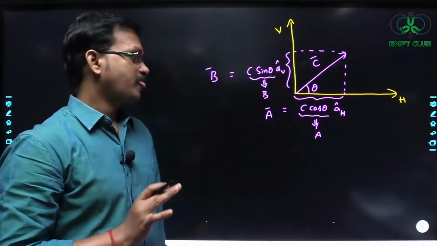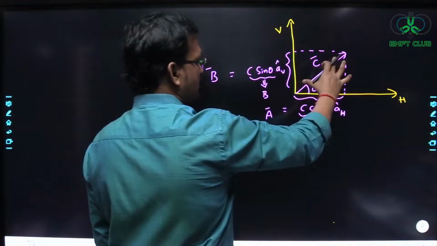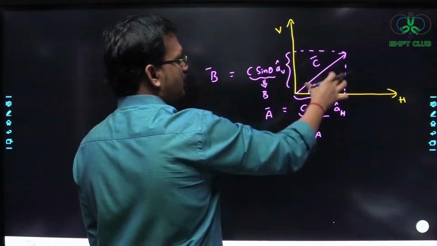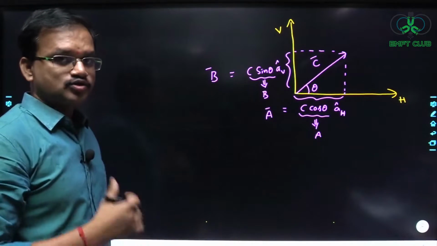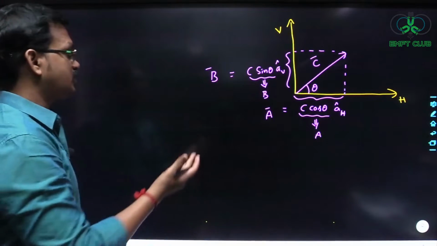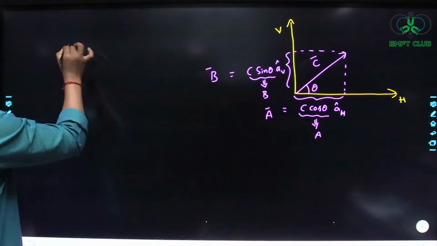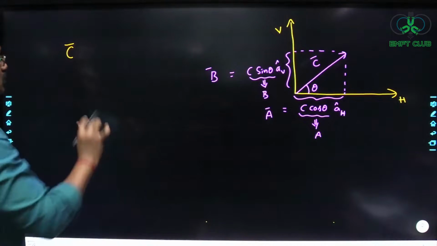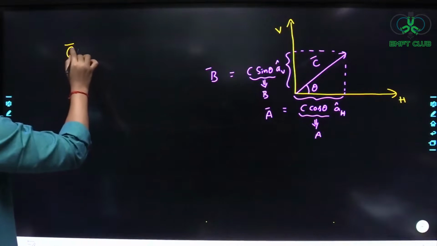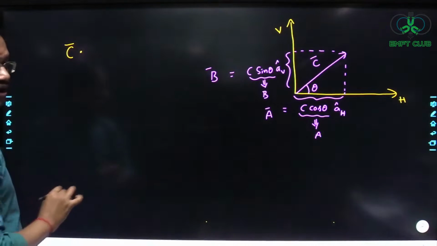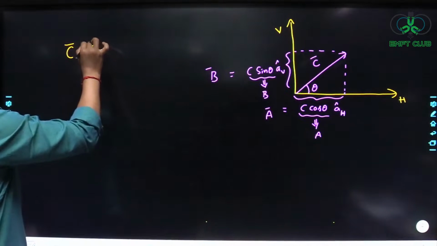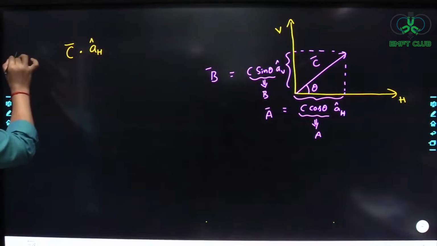Now let us consider this vector C bar and this horizontal axis. If you want to determine the component of C bar along the horizontal axis, how can you determine it mathematically, not graphically? Take C bar. You want the component of C bar along which axis? Along the horizontal axis. So C bar dot, along the horizontal axis, what is the unit vector? The unit vector is nothing but AH cap. So this will give you what?